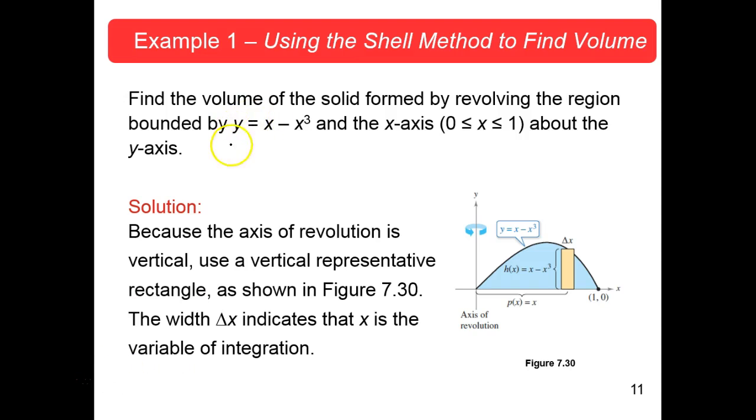All right. It would be the integral. You're doing dx's now. There's your dx of that shell. The 2 pi is out front, okay? The radius is x. The height is x minus x cubed.